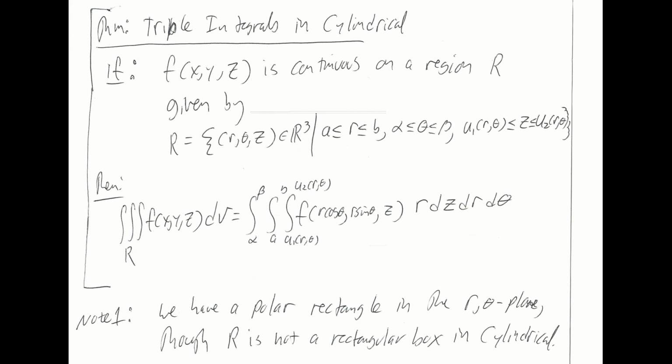If you have a function of three variables that is continuous over such a region, then the triple integral of that function over that region can be expressed in this form. So this is going to be an r dz dr d theta integral. This is my dV expression here. And we're doing the z variable first, because it's the z variable that has limits of integration which depend on r and theta.